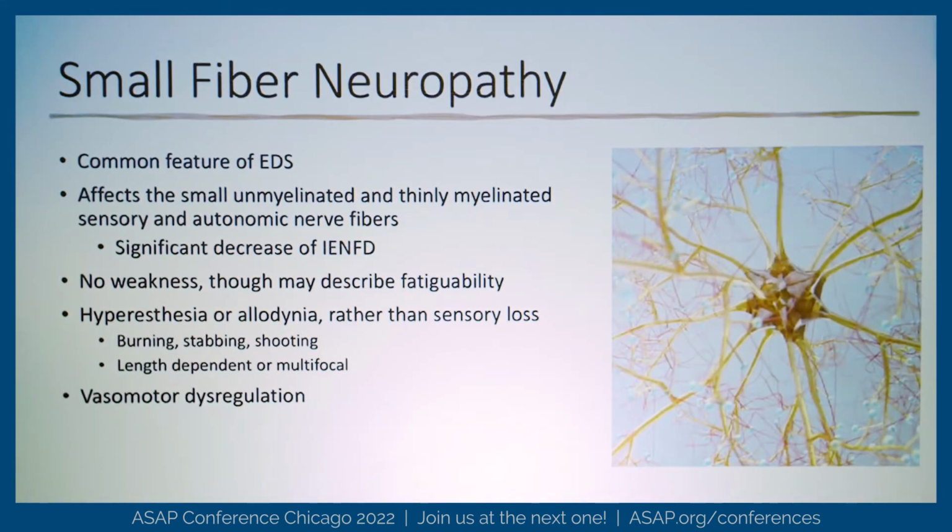Small fiber neuropathy is a very common feature of EDS. It affects the small, unmyelinated, and thinly myelinated sensory and autonomic nerve fibers, and this can be confirmed by a skin biopsy that shows a decrease of the intraepidermal nerve fiber density. The small fibers are generally pain fibers and autonomic fibers. And so very rarely does a patient report weakness, though when you ask these questions, they will describe a certain fatigability of their muscles, because many patients have either post-exertional malaise or post-exertional fatigue, or sometimes even just cognitive malaise and cognitive fatigue.